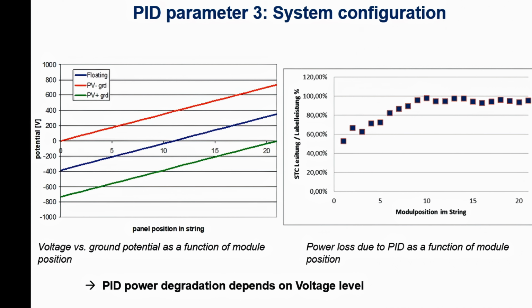As you saw in the first picture, the PID effect strongly depends on the position of the module in the string. So you see here, the module here is close to the negative part. So you have here the green line, PD plus grid. So we have a strongly negative voltage, and this reduces here the power significantly. If it's here at number 10 about, then your voltage is quite low here. So there is no PID effect.